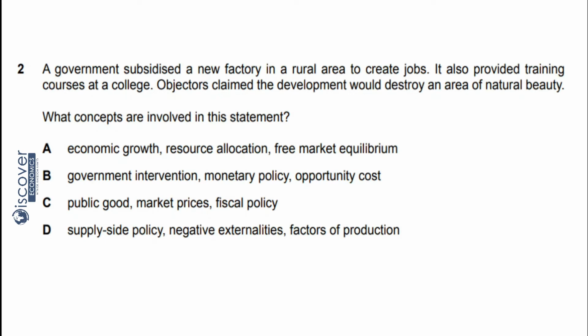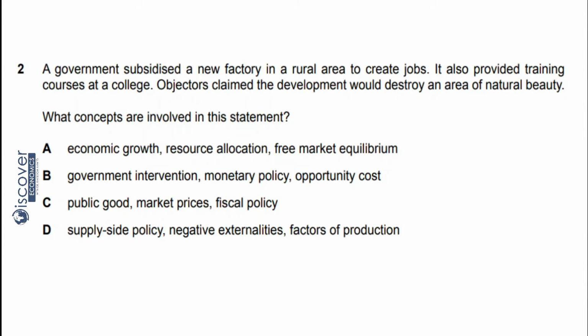Now come to C. Public goods, market prices, fiscal policy. So public good, one single factory can't be a public good. Then market prices, yes, it will have a partial impact on the market prices. Then fiscal policy, yes, it has to do with fiscal policy when the government increases its expenditure. So it is also part of that, but public good is not of concern here. So C will also not be the answer.